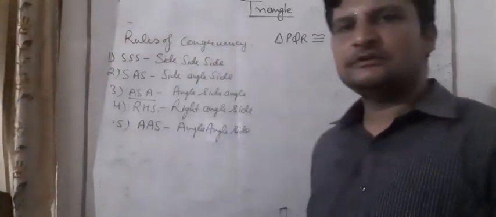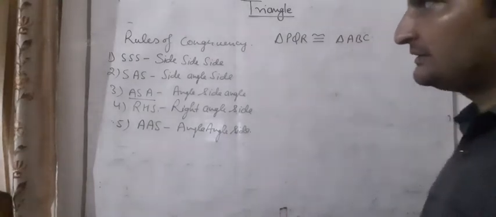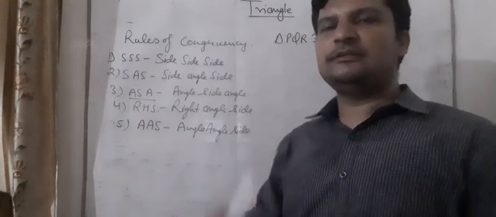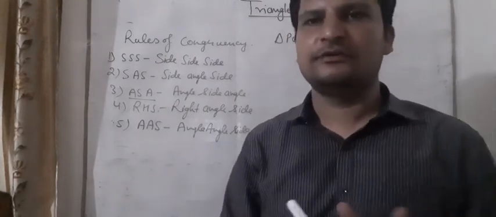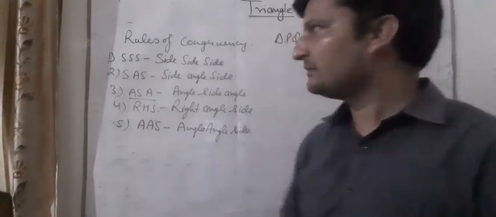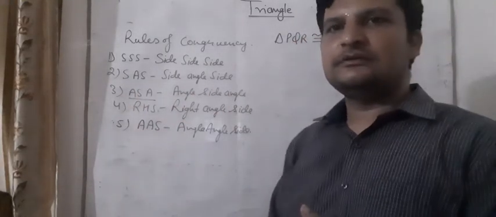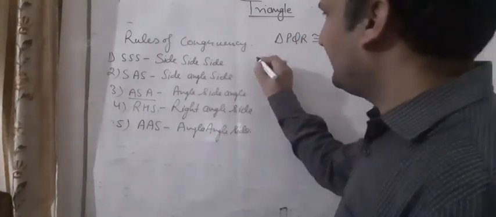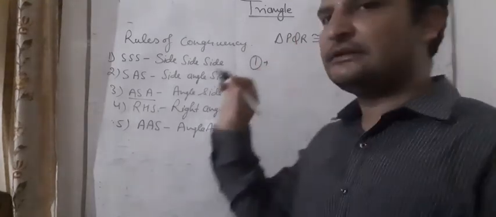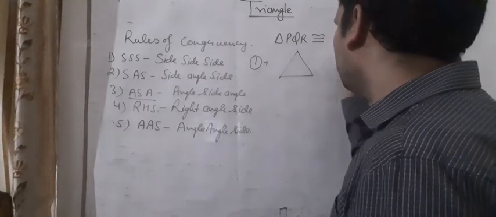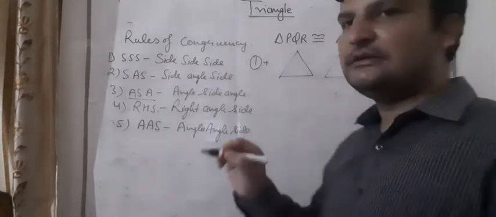So how can we use these properties in our triangles, students? Suppose the chapter name is triangle. It means we are always given two figures. If two figures are given, only then can you check their congruency. How can we use it? First one is SSS. We are using the SSS property. Suppose one triangle is PQR, it is given. One triangle is ABC, it is given.